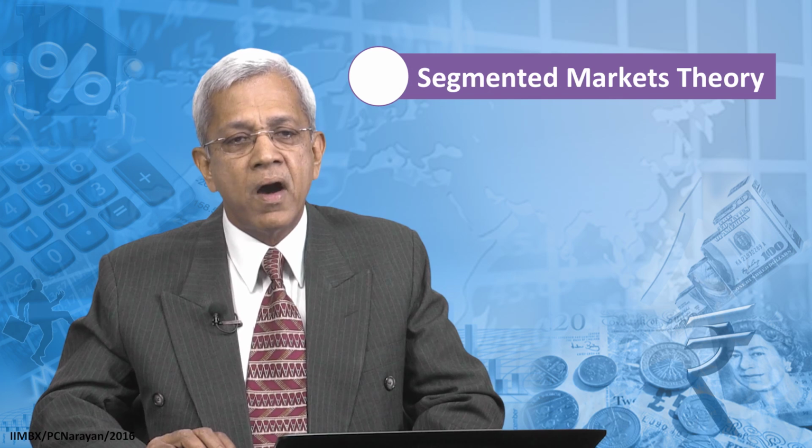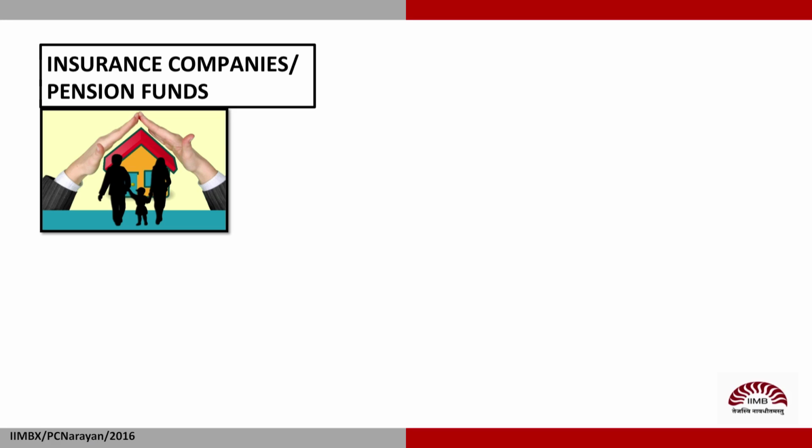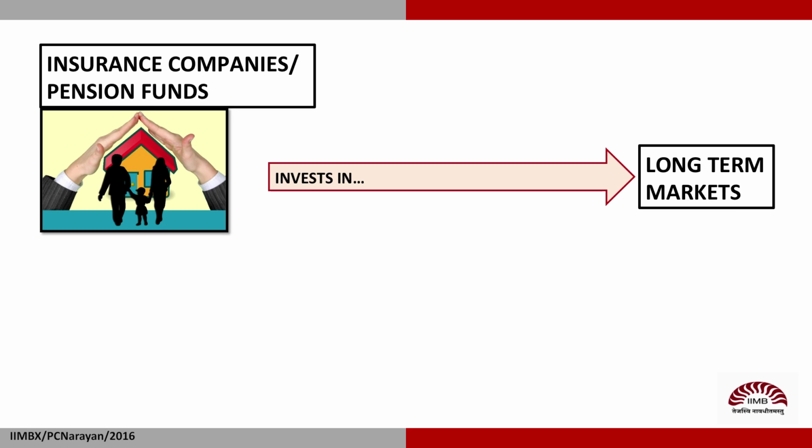Now, let us superimpose another theory on this, the segmented market theory. In any economy, investors and borrowers choose securities that match their needs. Insurance companies, for instance, would normally operate in the long-term market because all of their liabilities are long-term, and therefore their assets, i.e. the securities which they invest in, would also be long-term.